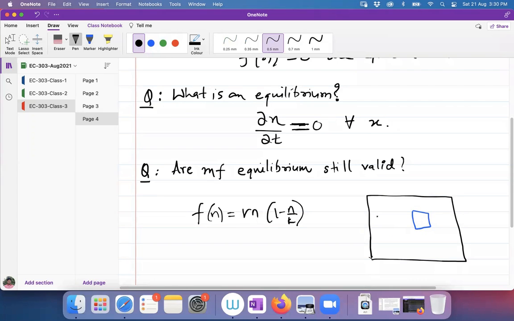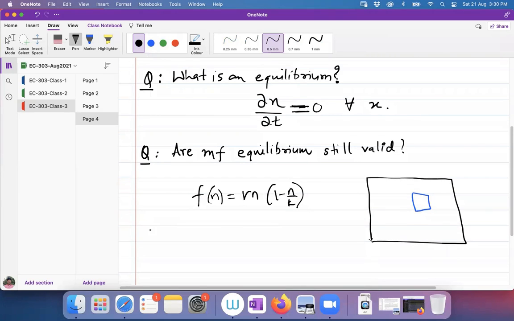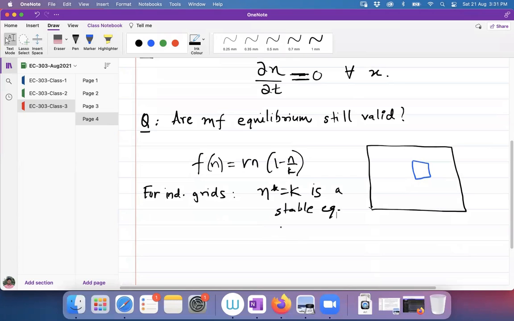When n is at k or 0? Let's think of stable equilibrium for the time. When n is k or 0, if you think of stable equilibrium only, then it will be k, right? Yes, for independent grids, n star equal to k is stable. That means if the population is at carrying capacity locally, it will just remain there forever, right?